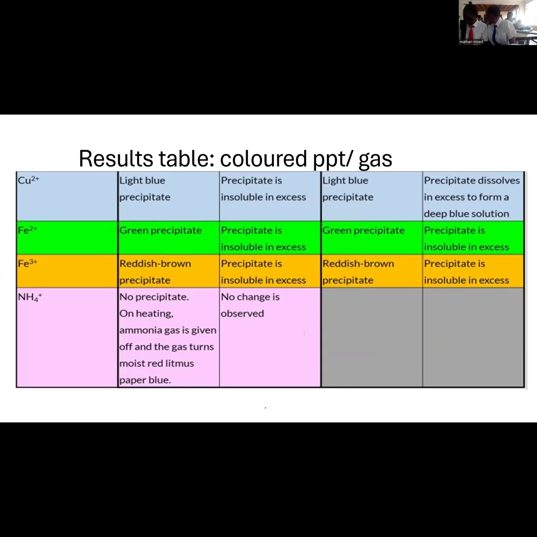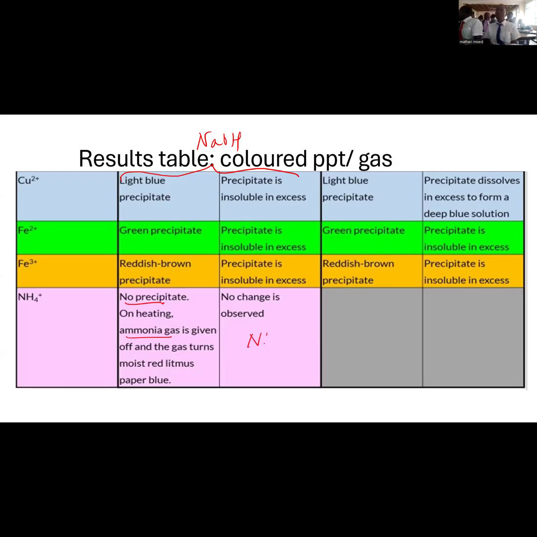In ammonium, if we add sodium hydroxide, the first half of this table is sodium hydroxide here. So all of these are sodium hydroxide. We get no precipitate, but on heating we get ammonia gas. And what is happening is this.